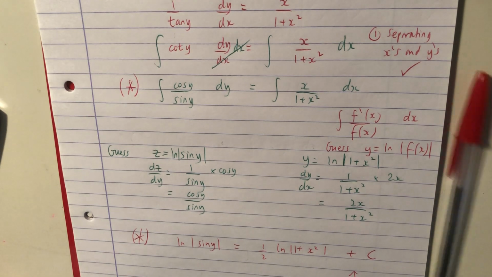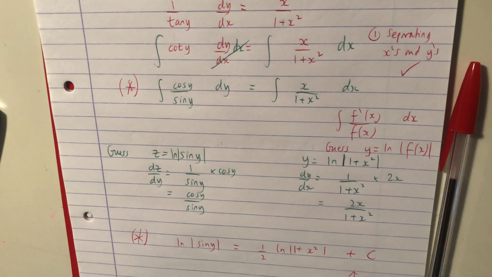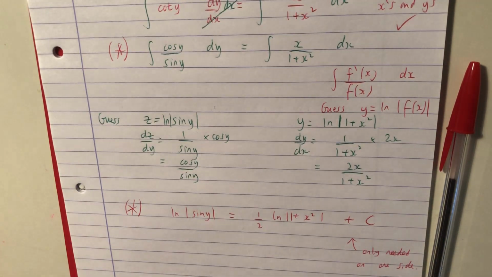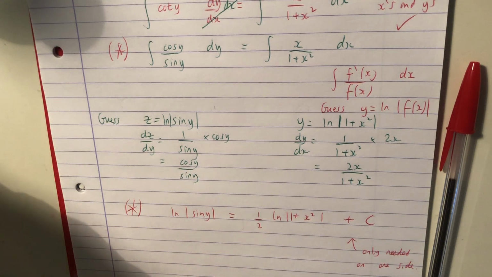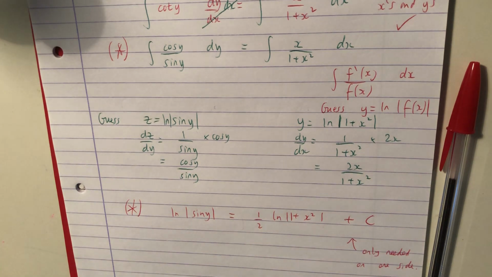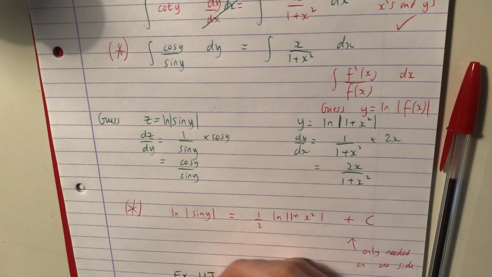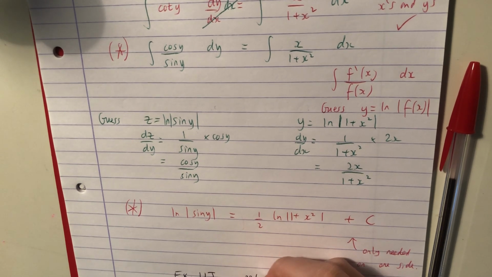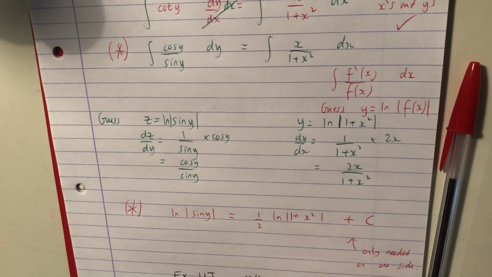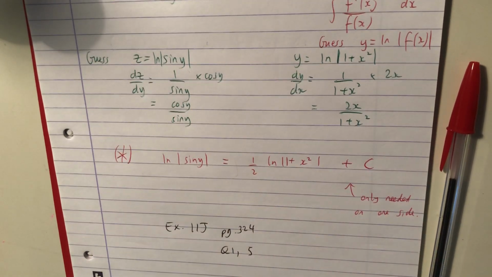Right. Things I want you to try yourselves in the textbook. So we are trying to find exercise 11J, which is on page 324, and you're going to try just question 1 and question 5. Question 1 and question 5, and that's it.